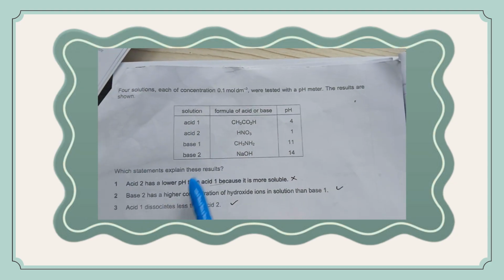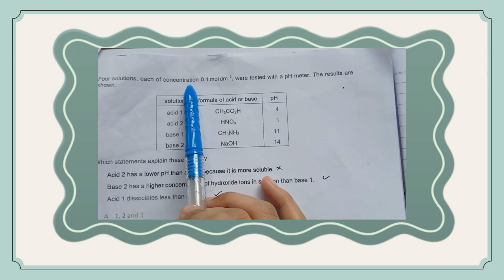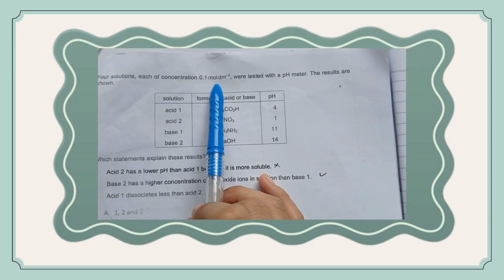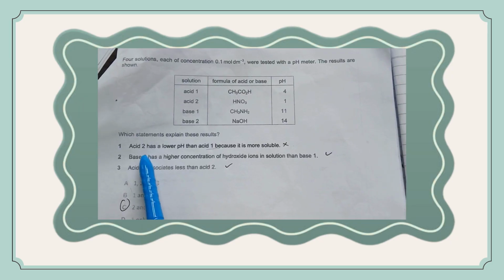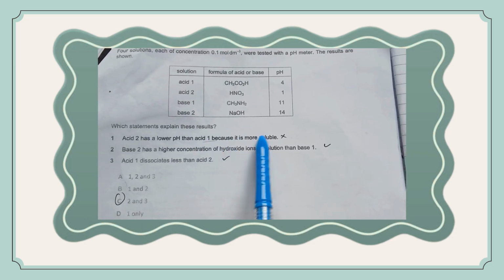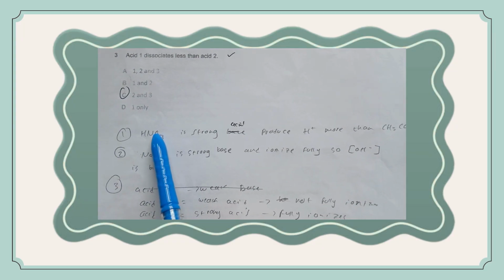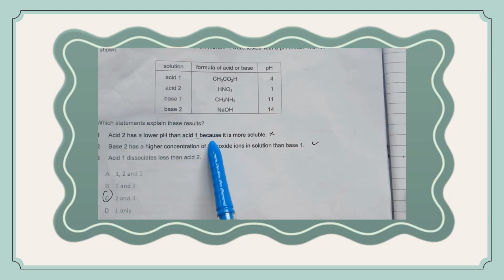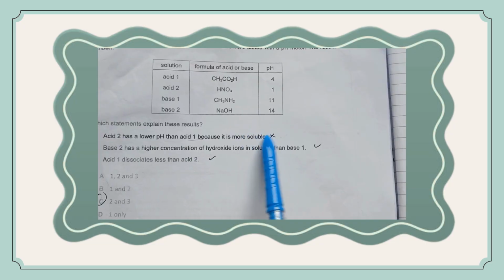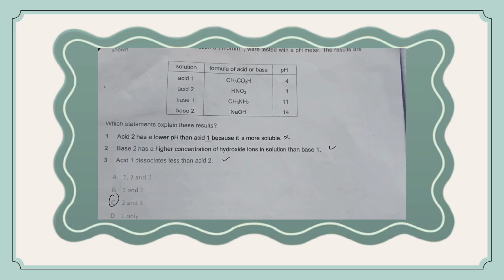Question 30. We have four solutions, each of concentration 0.1, tested with a pH meter. The results are shown, and we have three statements. The first statement is acid 2 has a lower pH than acid 1 because it is more soluble. Actually, this is true because this is a strong acid producing a higher concentration of H plus than acid 1, but that is not because it is more soluble. So statement 1 is wrong.